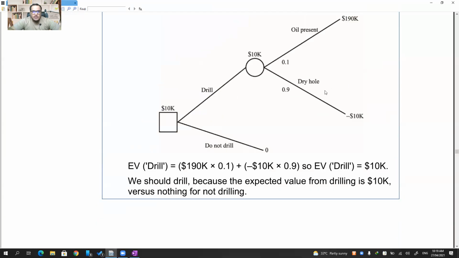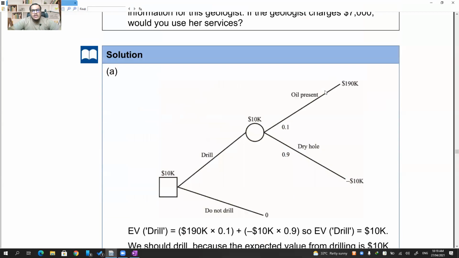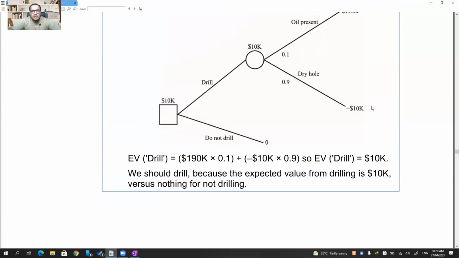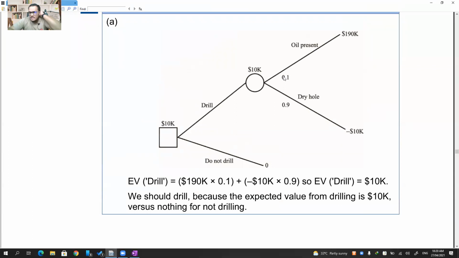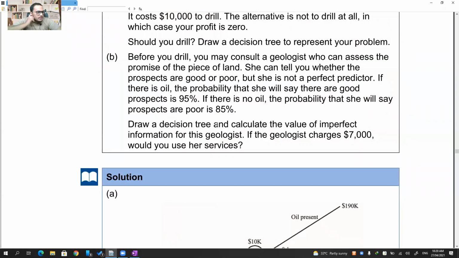And if oil is not present, sir, I drilled but there is no oil, then what will happen? Obviously, I'll lose my $10,000 here. The drilling cost of 10,000 is lost, which has 90% chance, and the other has 10% chance. So calculate the expected value: 10,000. So we should go ahead and drill because our expected value is positive in case of drilling. It is zero in case of not drilling. So we'll go ahead and do that.